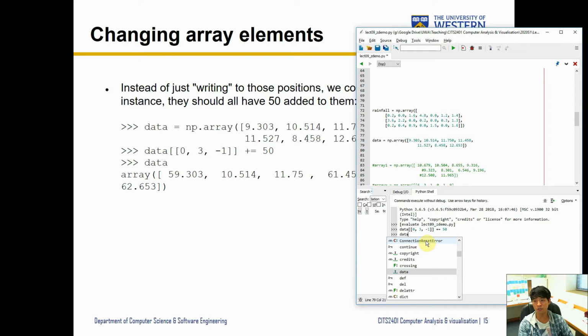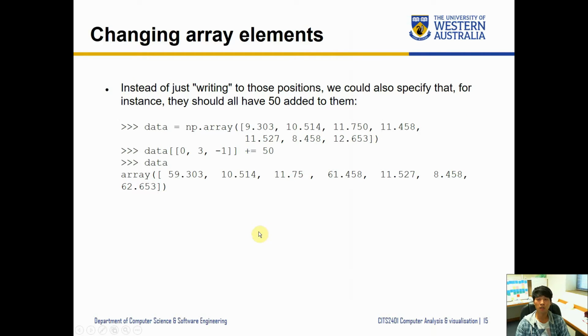If we do that and now check the data, previously we had 9.3, and now it's 59.3. The other specified locations have all been increased by 50. So you don't have to renew the value. You can always modify existing values using additions. As you can imagine, not just plus, you can use other operators like minus, multiplication, or division.